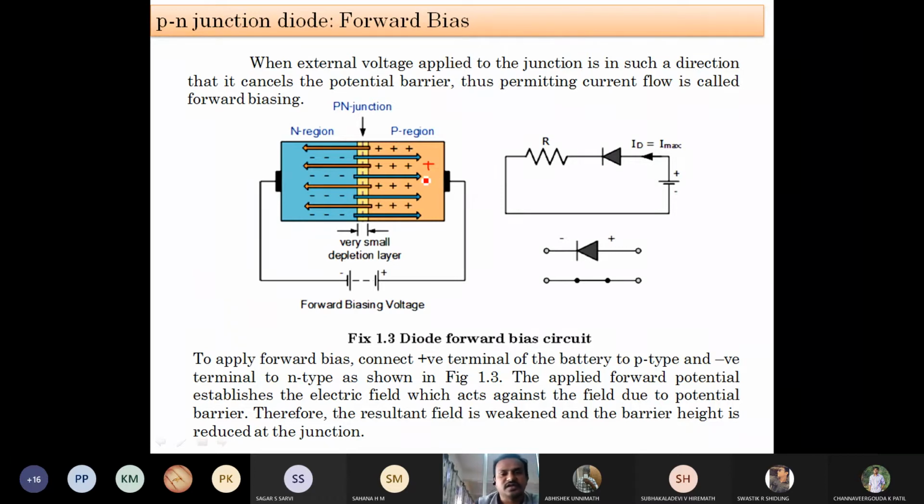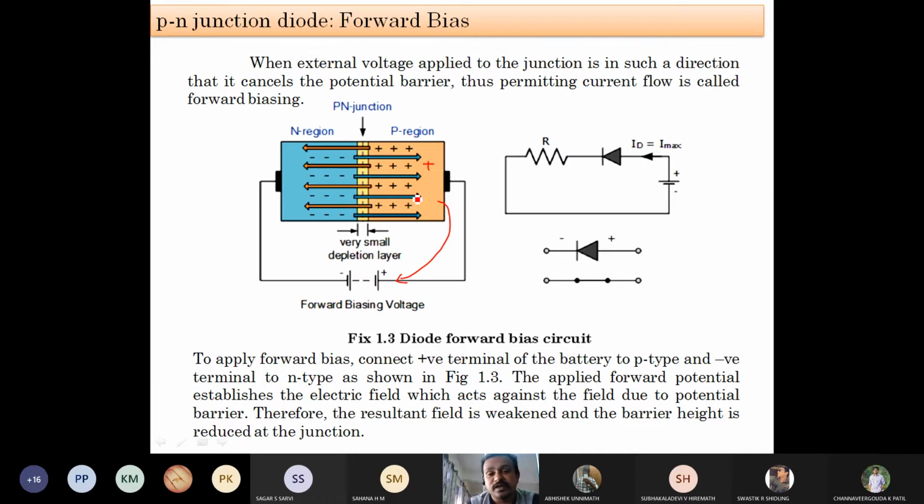So holes are connected to what? The P is connected to the positive terminal. So what is going to happen with the active positive and the holes? How are they going to react to each other? Obviously, they are going to repel each other.